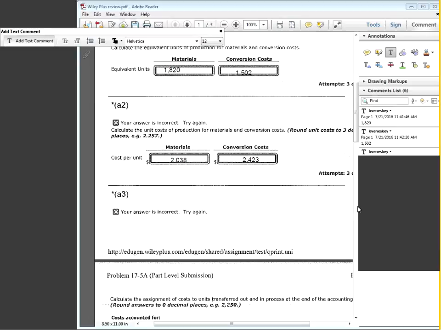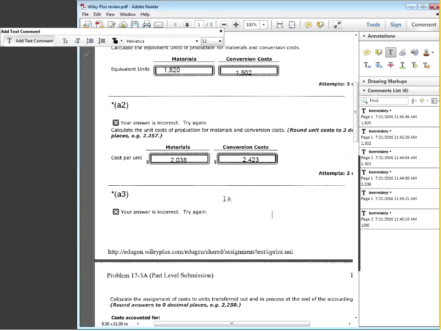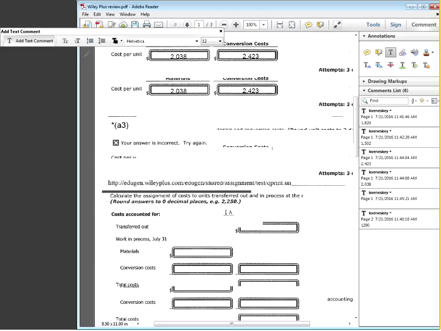If I know that I have made and transferred out 1,290 of those, so I have a total cost transferred out of, and it tells us to round to the nearest dollar, 5755 would be my cost transferred out.